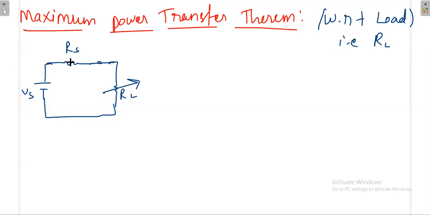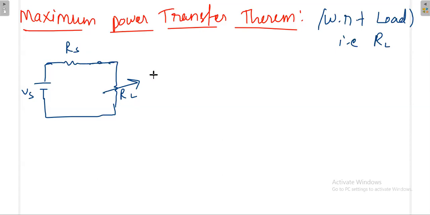You cannot vary it actually. Or if you think of it as a Thevenin model, this is V Thevenin and R Thevenin. You cannot make any change in the R Thevenin because it is decided by the circuit, but you can make change in RL because, as per the maximum power transfer theorem, you are given provision to change RL. You can change RL from 0 to infinite, any positive value.